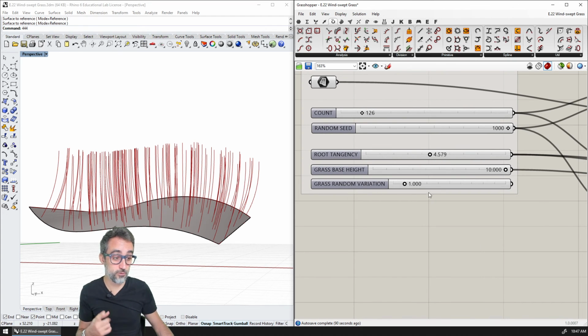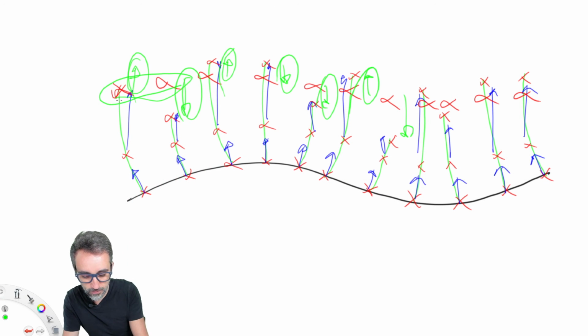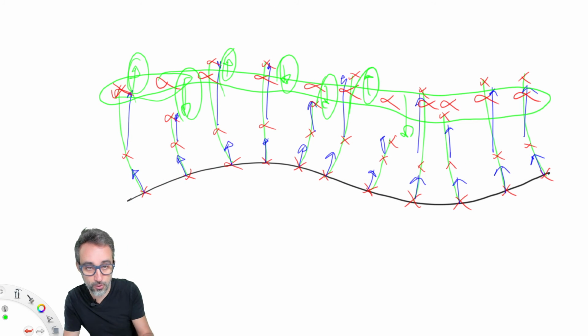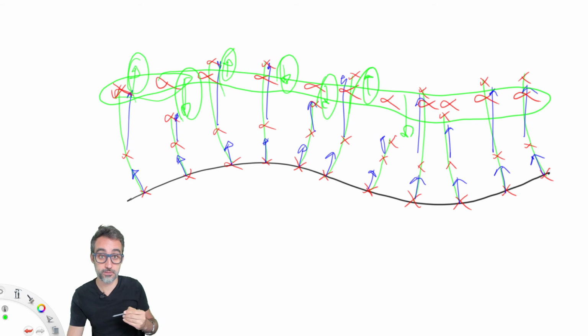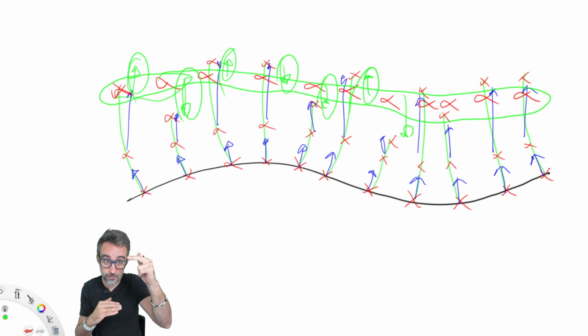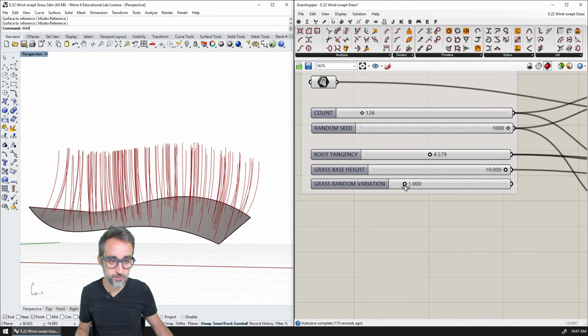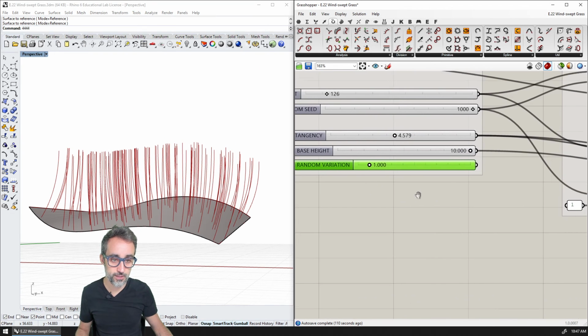So for example, 2 plus grass variation. If we say that the grass variation is going to be 1 unit, I want all these points here to go up or down a distance that is between the range of -1 and +1 randomly. So how am I going to do that? Well, it's going to be very easy. I have the random grass variation.